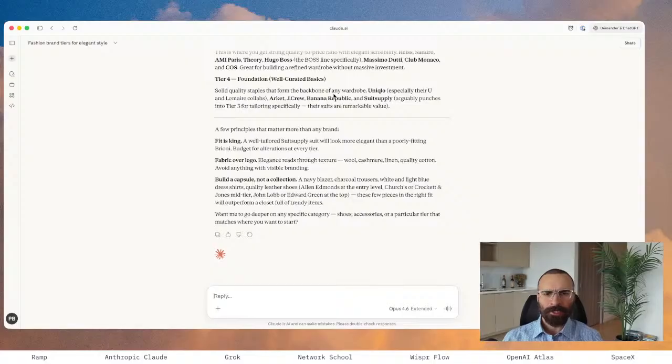Build a capsule, not a collection. A navy blazer, charcoal trousers, white and light blue dress shirts, quality leather shoes: Allen Edmonds at the entry level, Church's or Crockett and Jones mid-tier, John Lobb or Edward Green at the top. These few pieces in the right fit will outperform a closet full of trendy items. Want me to go deeper on these specific categories?